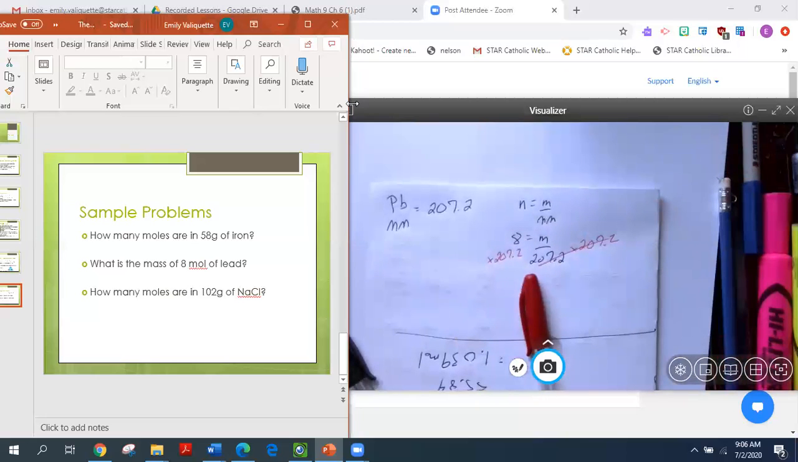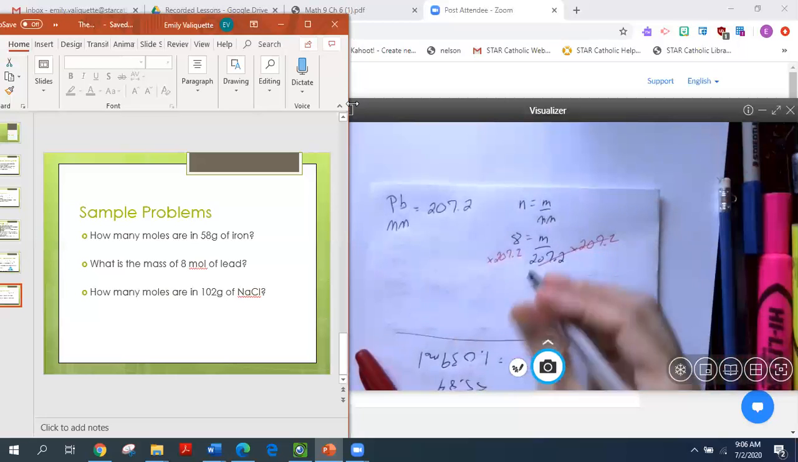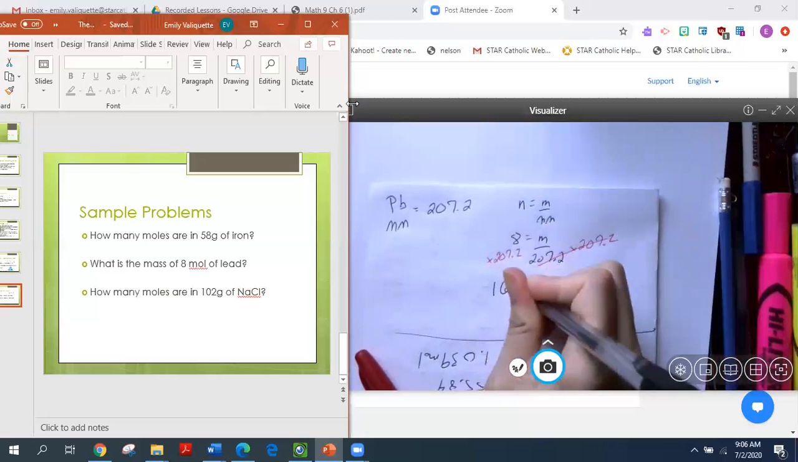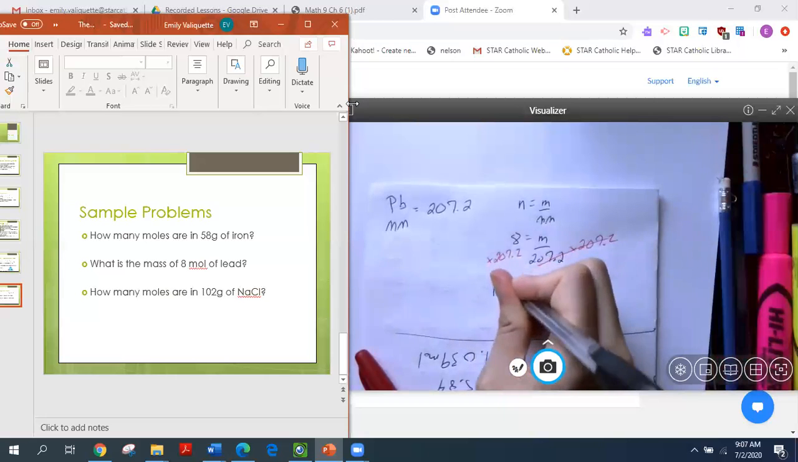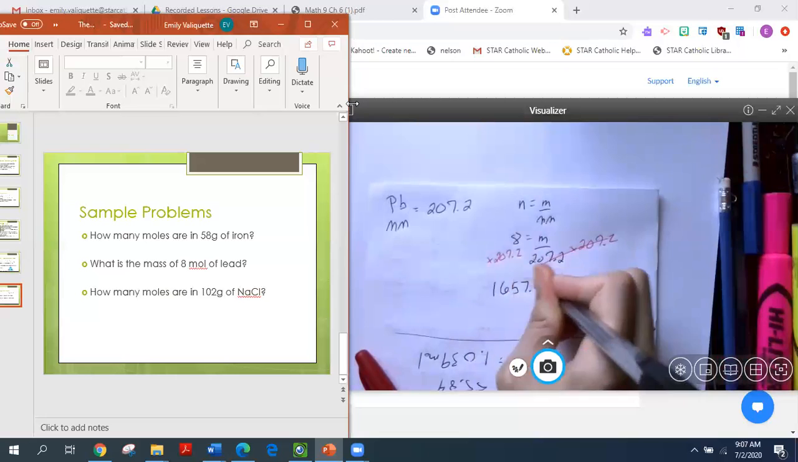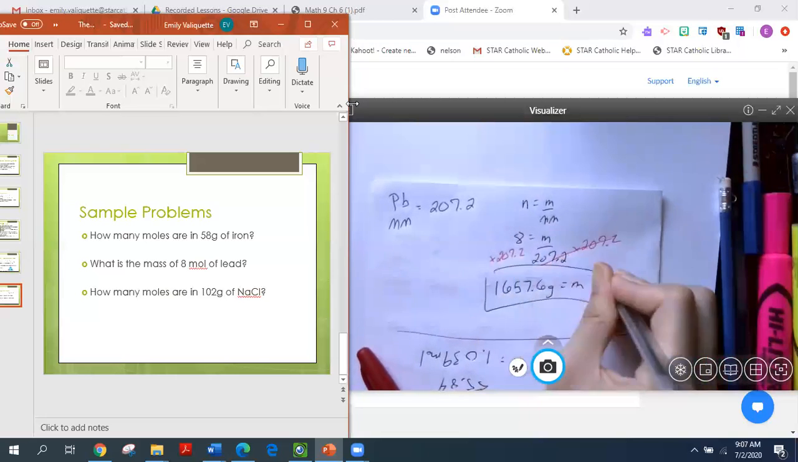So 207.2 times 8 is 1,657.6 grams is our mass.